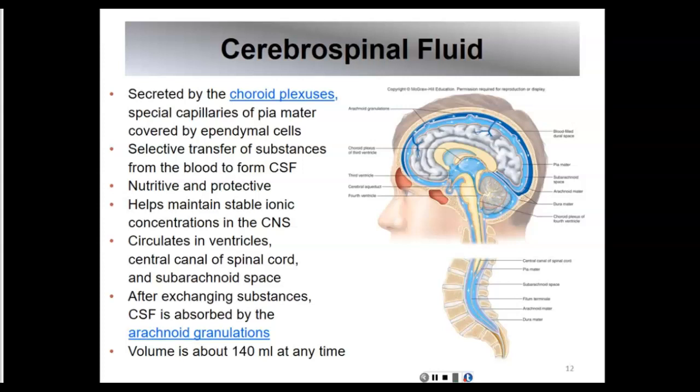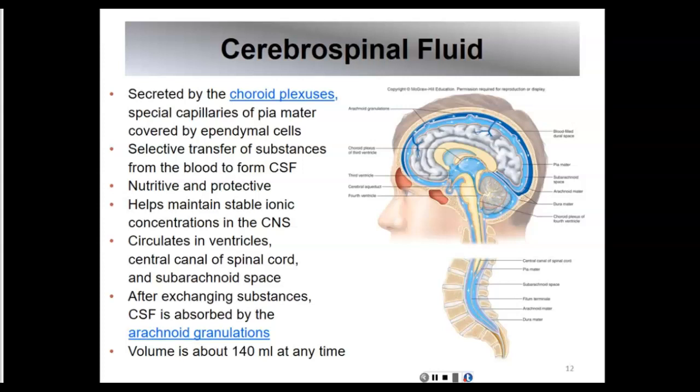There are these tiny little granule areas up near the cerebrum called arachnoid granulations, and this is what's going to help absorb any old CSF. So it's helping maintain the integrity of the cerebrospinal fluid. Now, you won't be tested on the volume of CSF, but it's interesting to know that the average volume is 140 milliliters at a time.